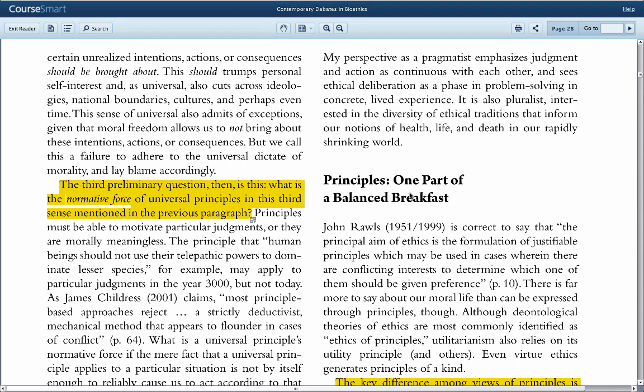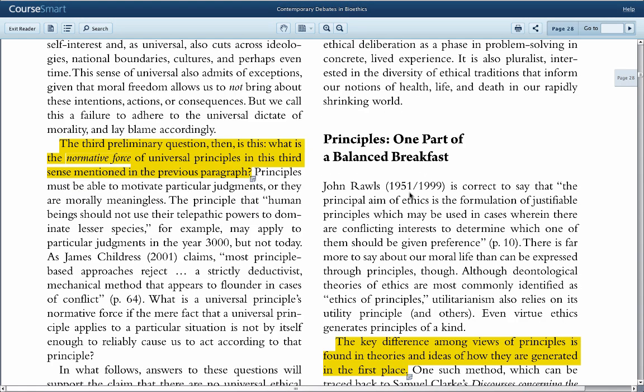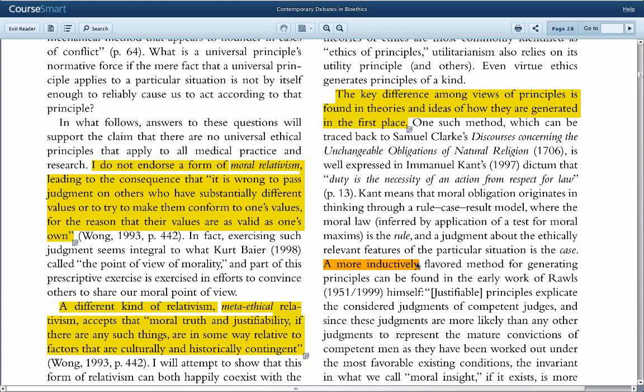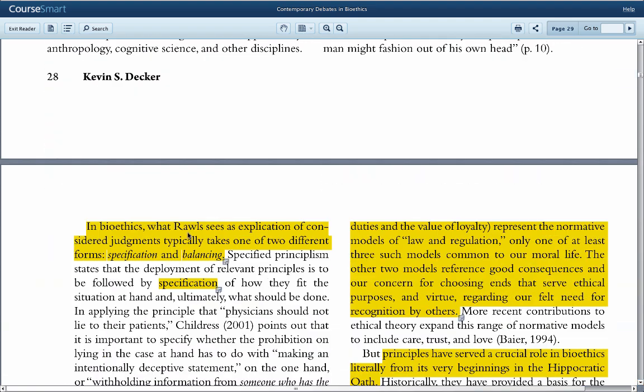All right, in his section on principles, one part of a balanced breakfast, Decker talks about how the difference among different views of principles is found in theories and ideas of how principles are generated in the first place. One method is more deductive, another method is more inductive, but in bioethics, what the Harvard philosopher John Rawls sees as explication of considered judgments relevant to principles typically takes one of two different forms. First, specification. Second, balancing. The idea with specification is that specified principlism states that the deployment of relevant principles is to be followed by specification of how they fit the situation at hand, and ultimately what should be done.